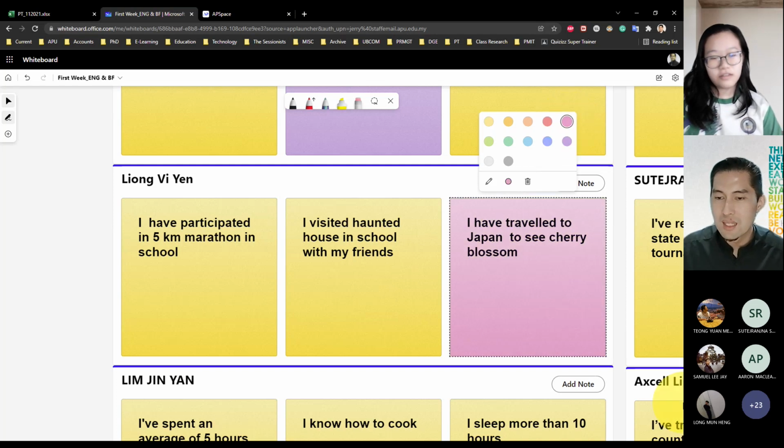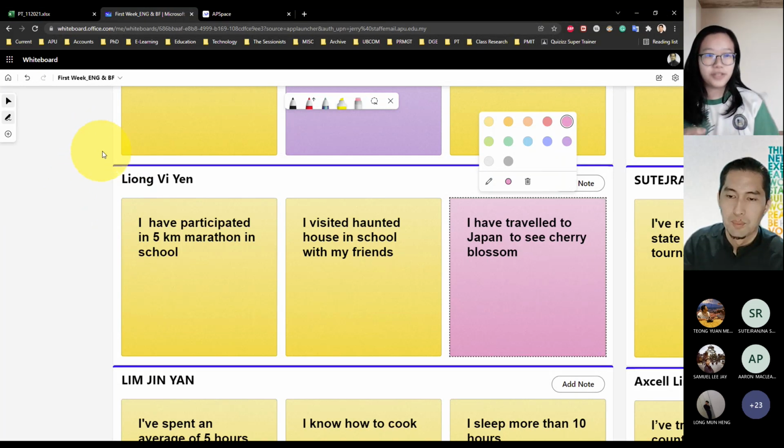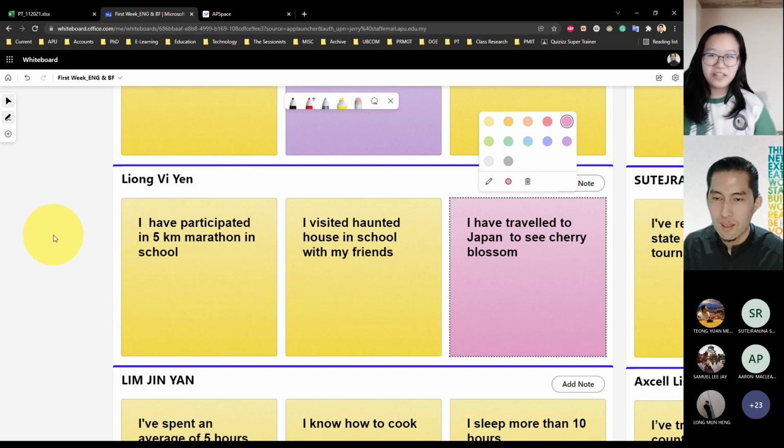Why would you like to go and see the cherry blossom? Because I see the photos, it's very beautiful. In Malaysia, you rarely see a lot of trees like this. Okay, all right. So go all the way to Japan just to see that tree.